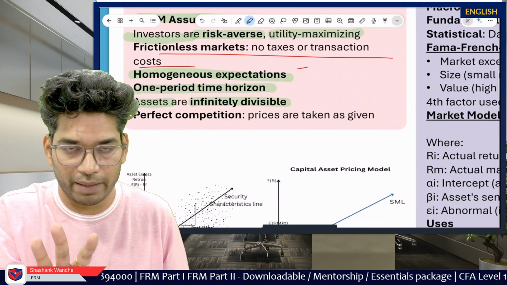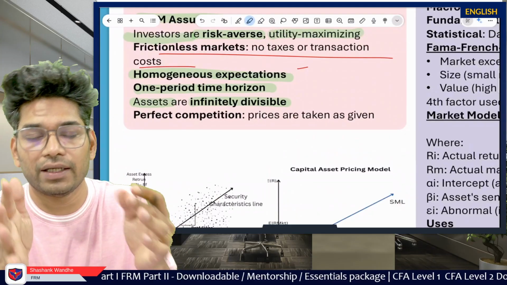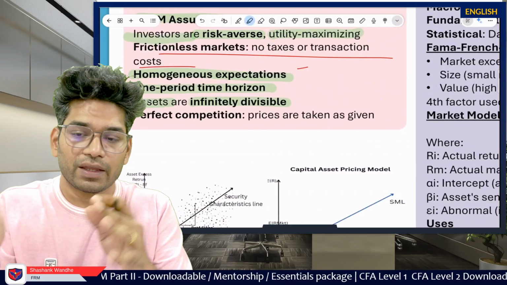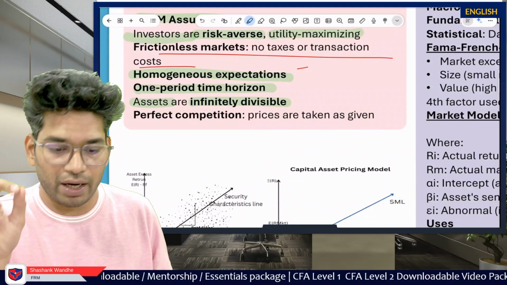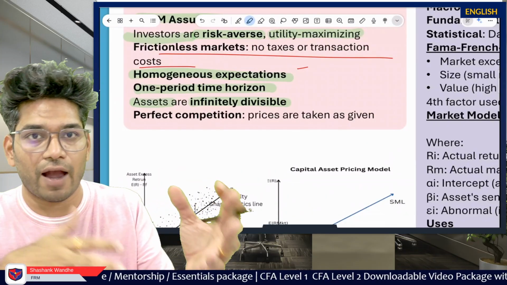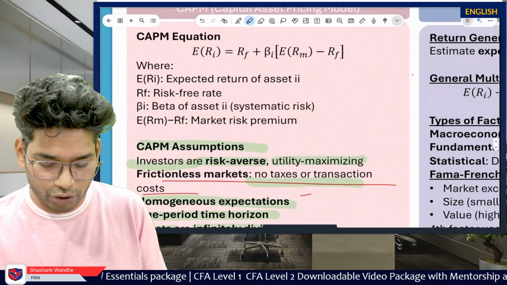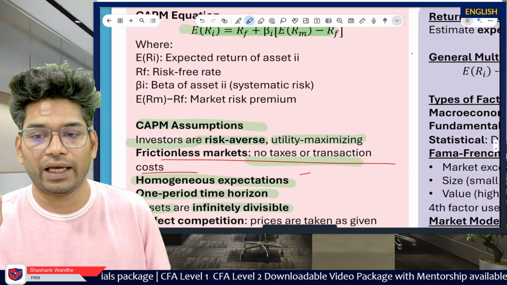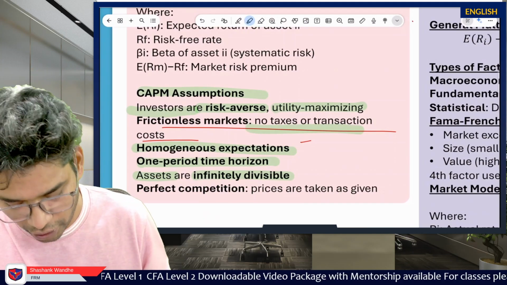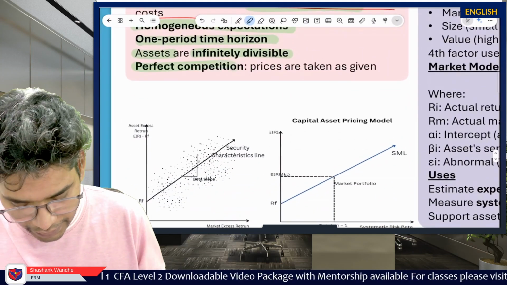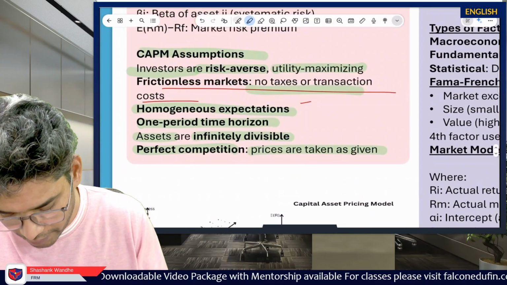In real life, you won't be able to, but in theory, this should be allowed, because remember, this CAPM is a mathematical theory. The mathematical theories and their assumptions are written to ensure that the model does not violate the fundamentals. In practical life, you have to make the adjustments. For example, here you assume no taxes and transaction cost, because to make sure this equation works properly, this assumption should be there. But in real life, you will separately adjust the taxes and the transaction cost part. Okay. And perfect competition, prices are taken as given. Okay, these are the assumptions. You have to remember these assumptions.